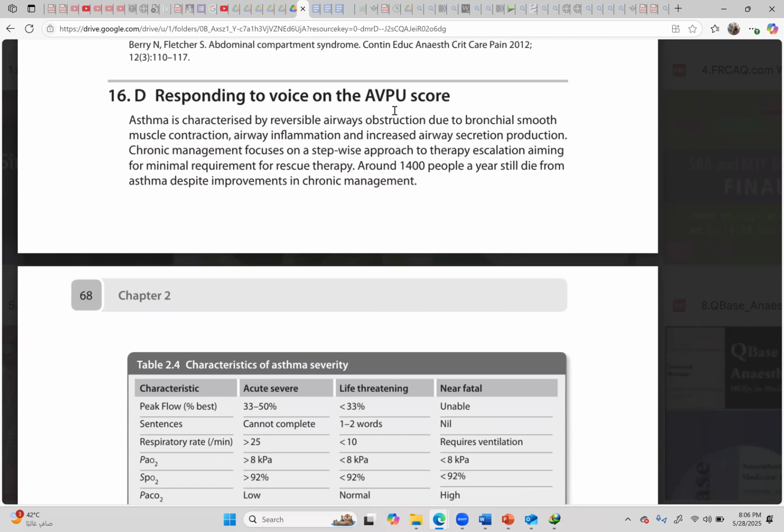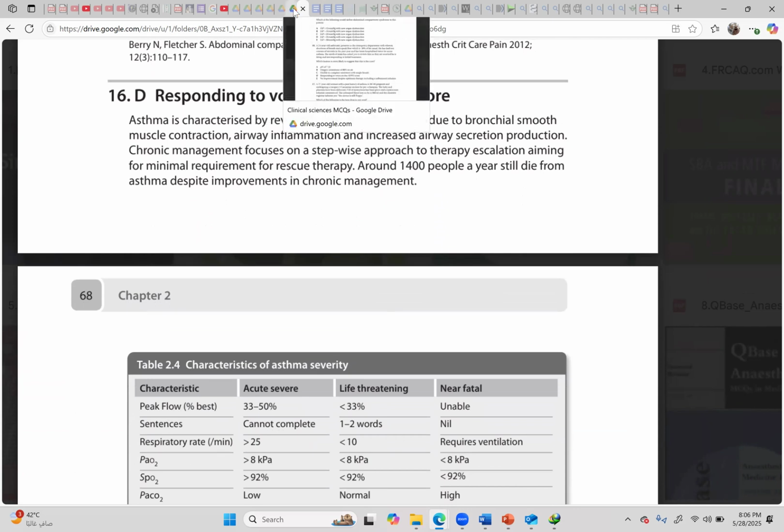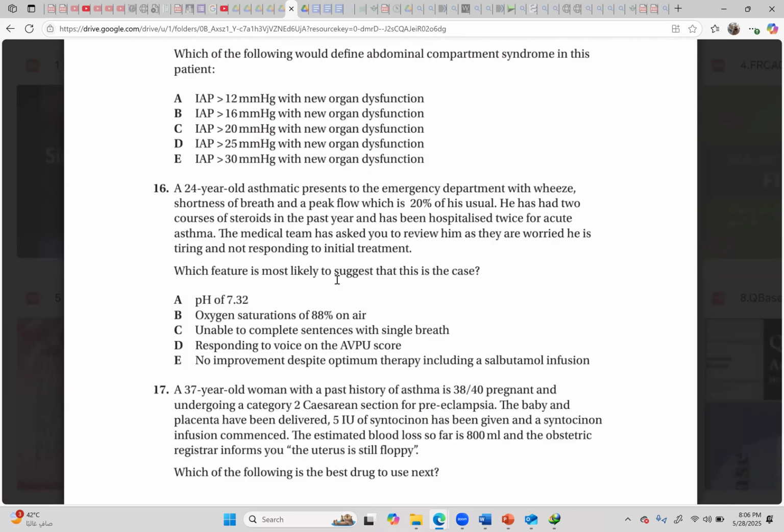Responding to voice on the AVPU score. These MCQ options sometimes trick you. But pH of 7.2, let's see. Let me think about it. Oxygen saturation of 88% is too low, I think. They are saying the medical team has asked you to review him as they are worried he is tiring and not responding to initial treatment. And the peak expiratory flow rate is less than 33%, which is severe asthma.